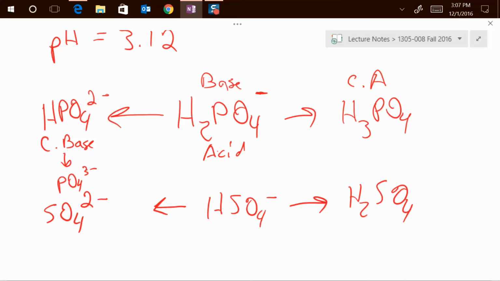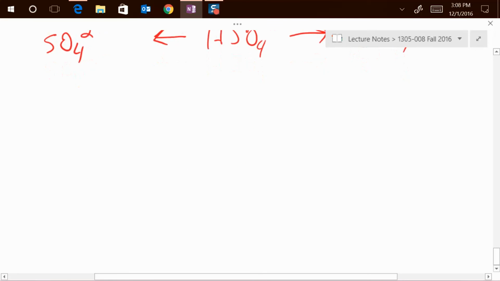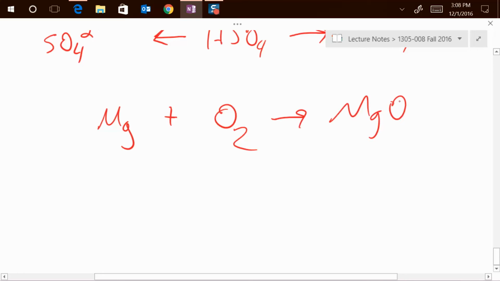Yes? Could we go over the oxidizing base? Okay, let's say you have this equation. Magnesium plus oxygen produces magnesium oxide. What is the oxidizing agent?